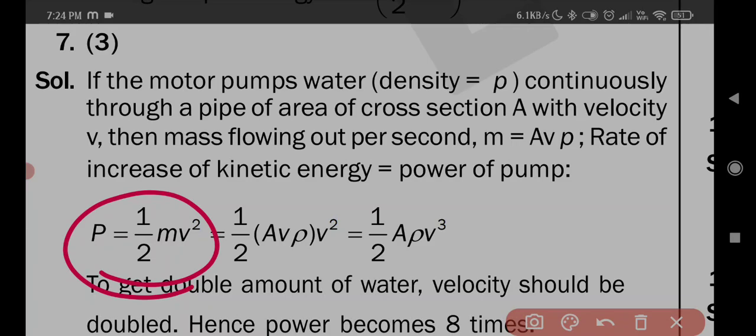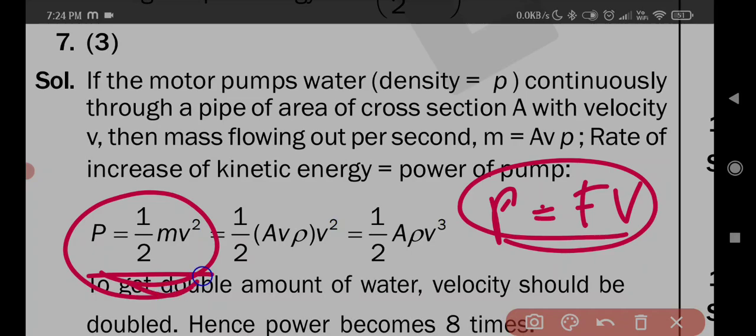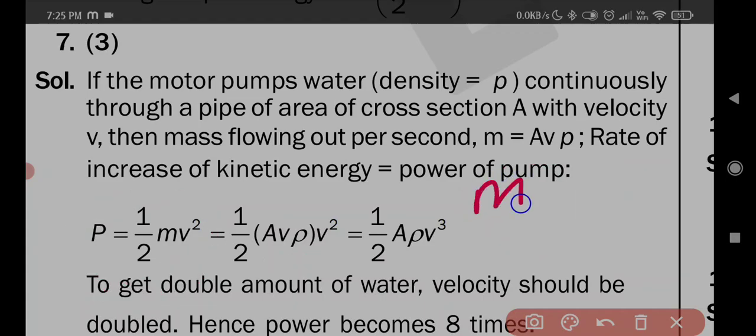Power is nothing but force into velocity, or else you can also write half mv square. In this case, it is pumping the water, so the general formula is Fv, but here we are modifying the formula into half mv square. If you write mass, you know density is mass by volume, then mass is rho V, isn't it, guys?